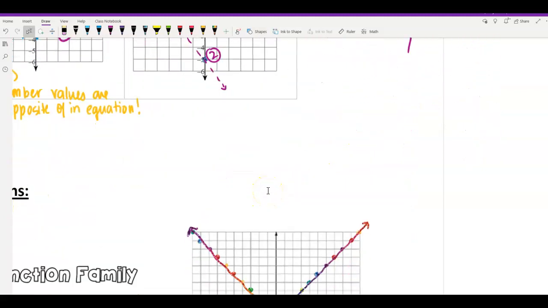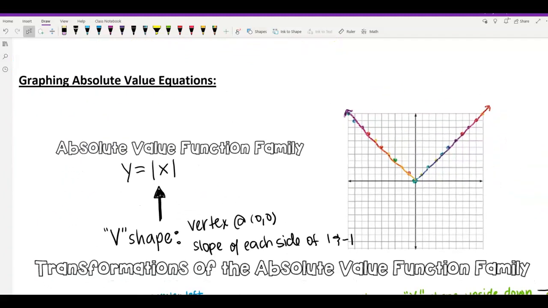All right. Last thing we're going to talk about graphing today is absolute values. So if you remember, the absolute value function looks like y equals absolute value bars, x, and that graph is a V shape where the vertex is at 0, 0, and the slope of each side is 1 and -1. So that's your basic function. We talked about all the different ways to transform or change that function and how that might change its equation. So I'm going to go through all of those. But remember, each of those transformations, there could be multiple, and you'll see that in the example.